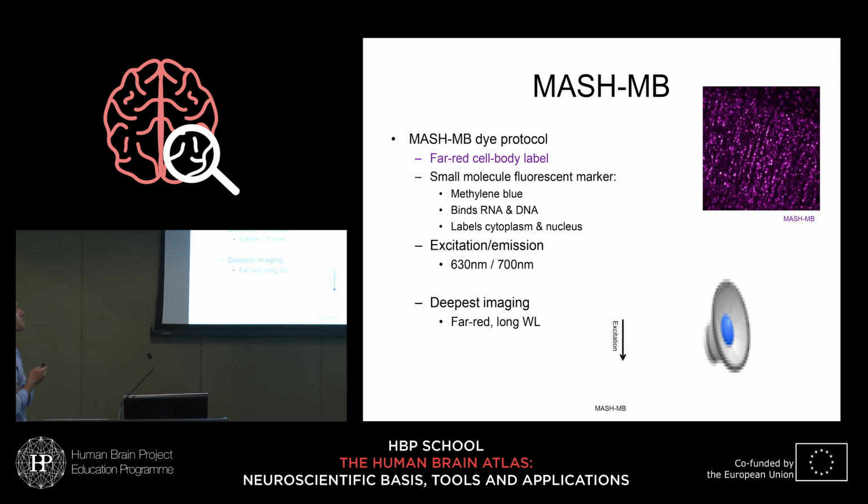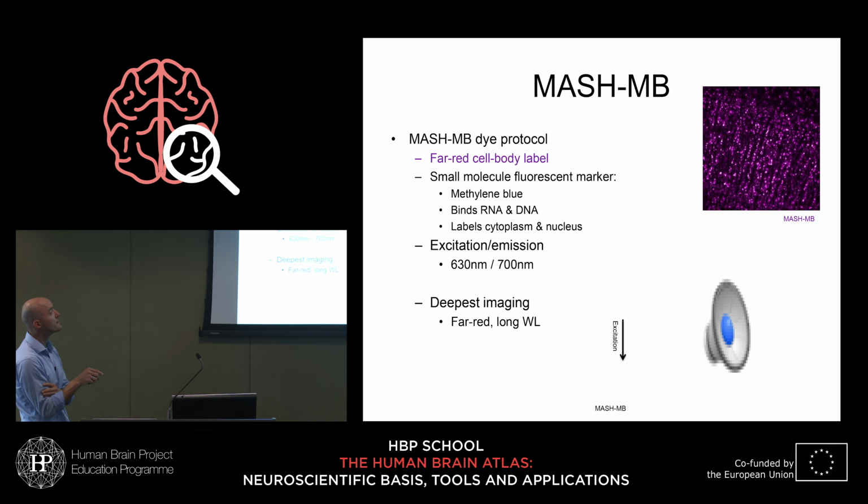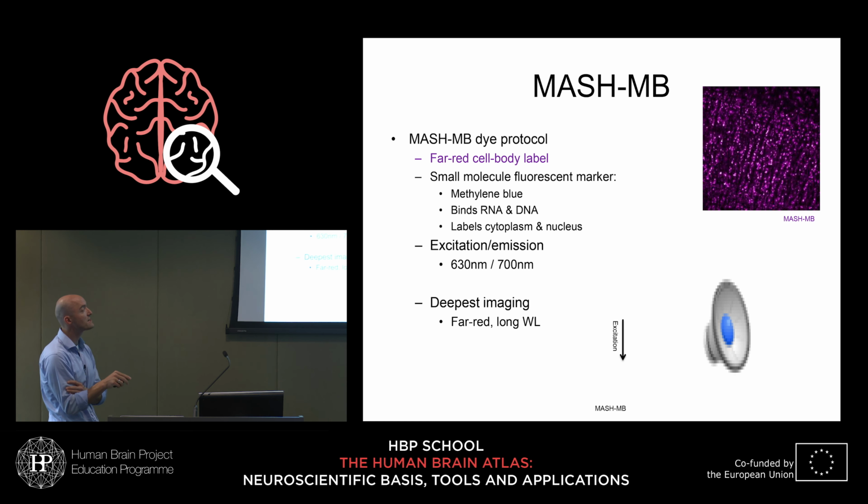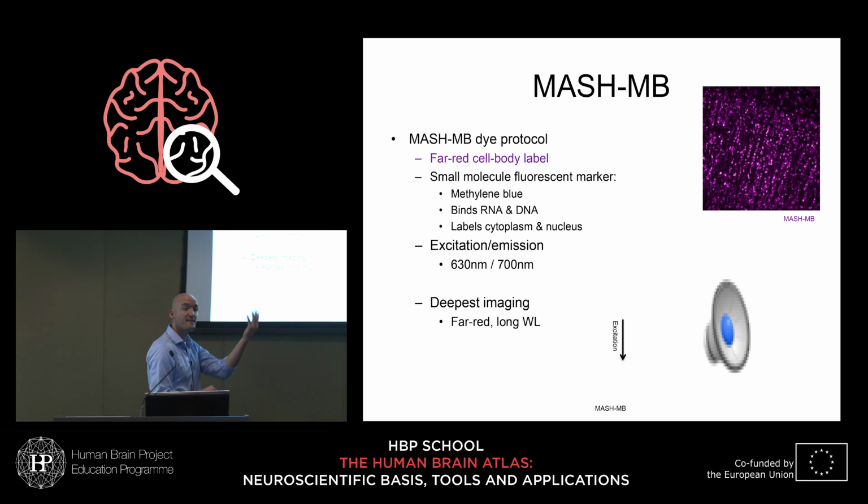Now here is some example of the MASH MB stain, and this is a far red Nissl-like cell body label, and it's one of our favorites because with the far red we can image really deep. And I illustrate that both here in showing you a basic MASH MB stain. This is, I think, V2, and this would be layer 4, this would be layer 2 and 3, and here you see layer 1. And here you see the running stack of images that we inverted in intensity, right?